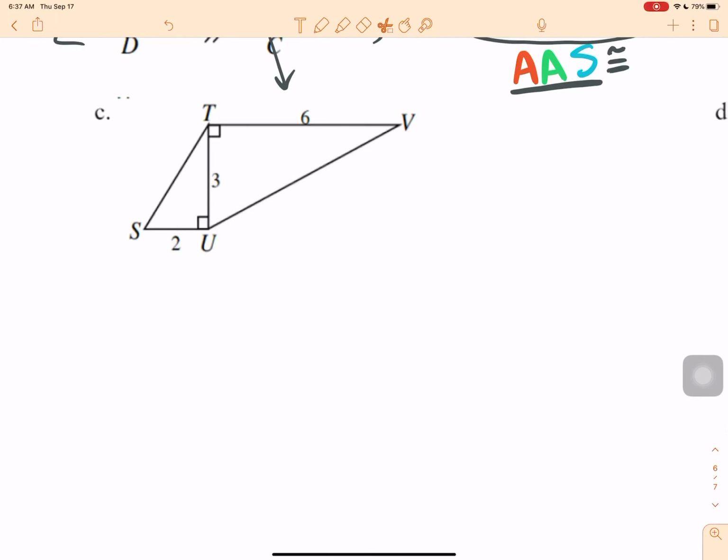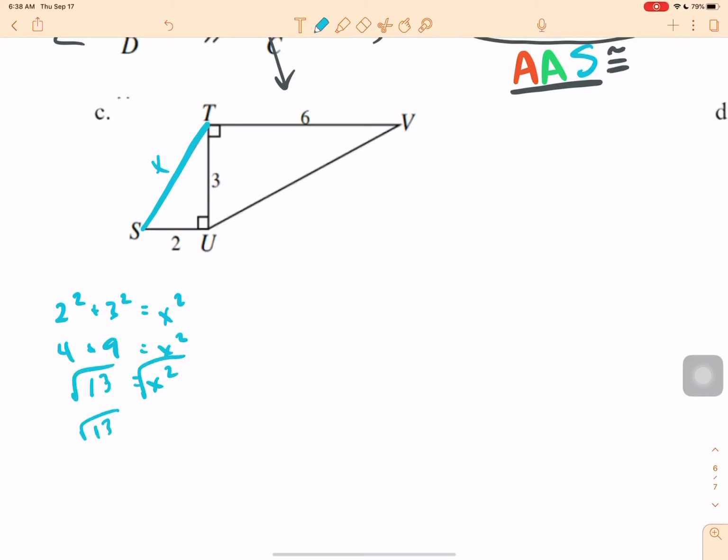Okay, so here we have a few things here. So technically we could solve for this side length here, because we're given the 2 and the 3. Using Pythagorean theorem, 2 squared plus 3 squared should equal, let's call this x squared. So we have 4 plus 9 equals x squared, the square root of, not yet. 13 equals x squared. Take the square root of both sides, square root of 13 equals x. But we don't know this one here, right?